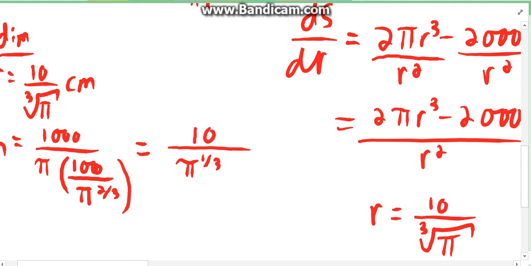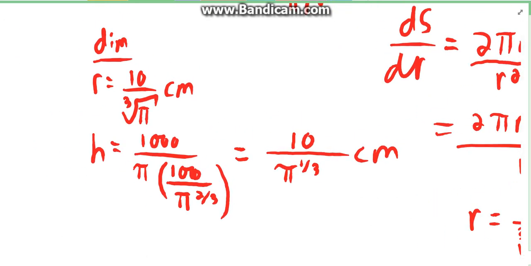So it turns out that r and h are the same exact thing. Crazy, right?